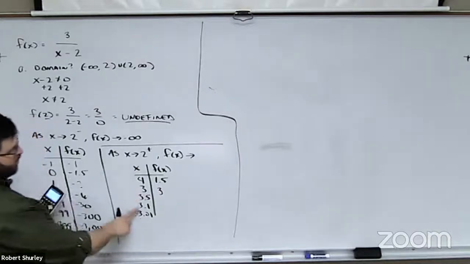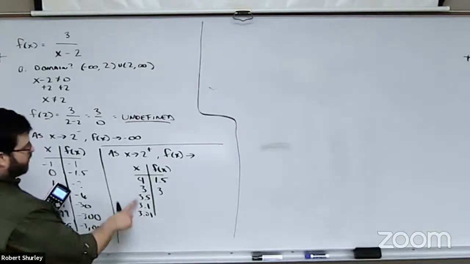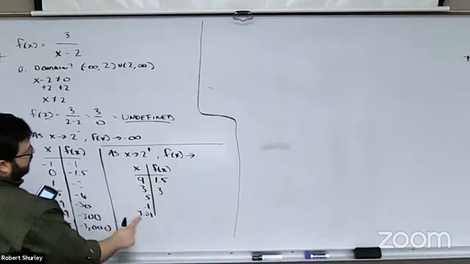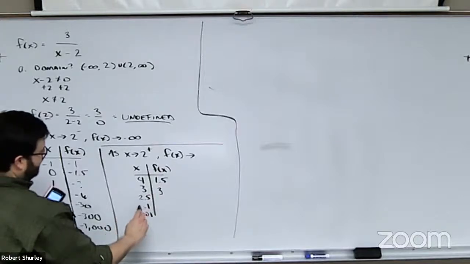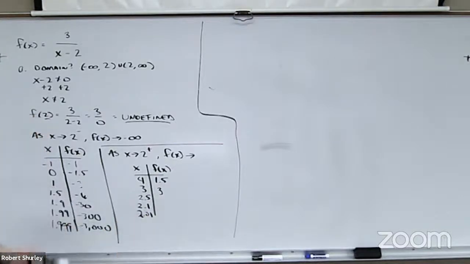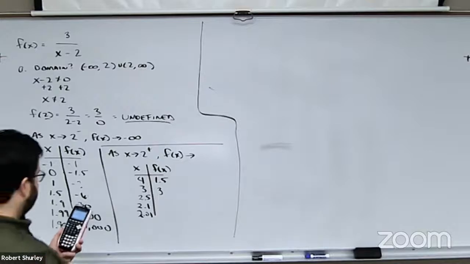This isn't getting me closer to 2. This is getting me closer to 3. I need to put 2's in here. It's 2.5, 2.1, and 2.01. That gets me closer to 2. Okay, so value 2.5, and I get 6.